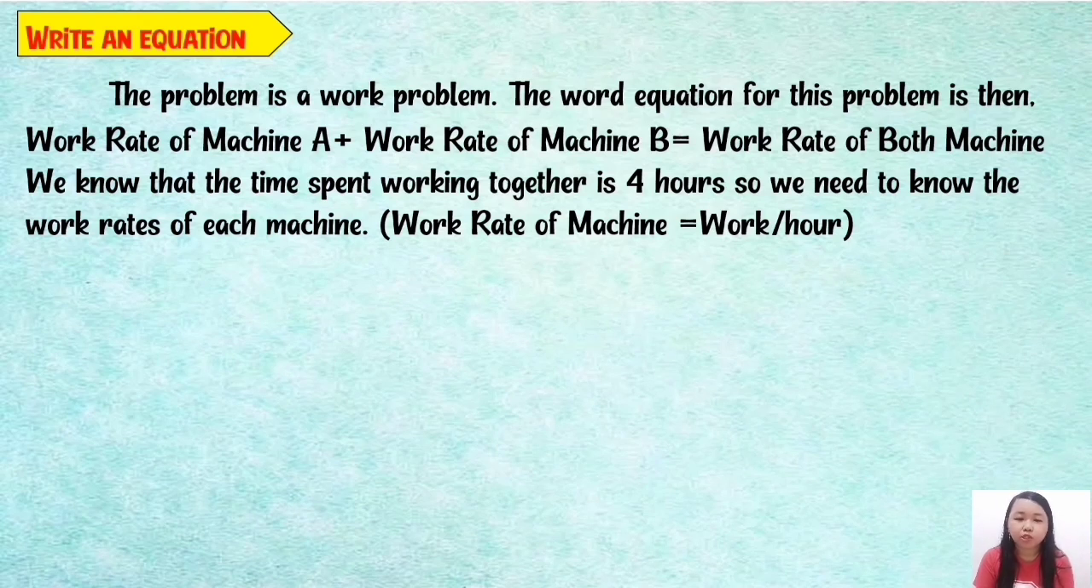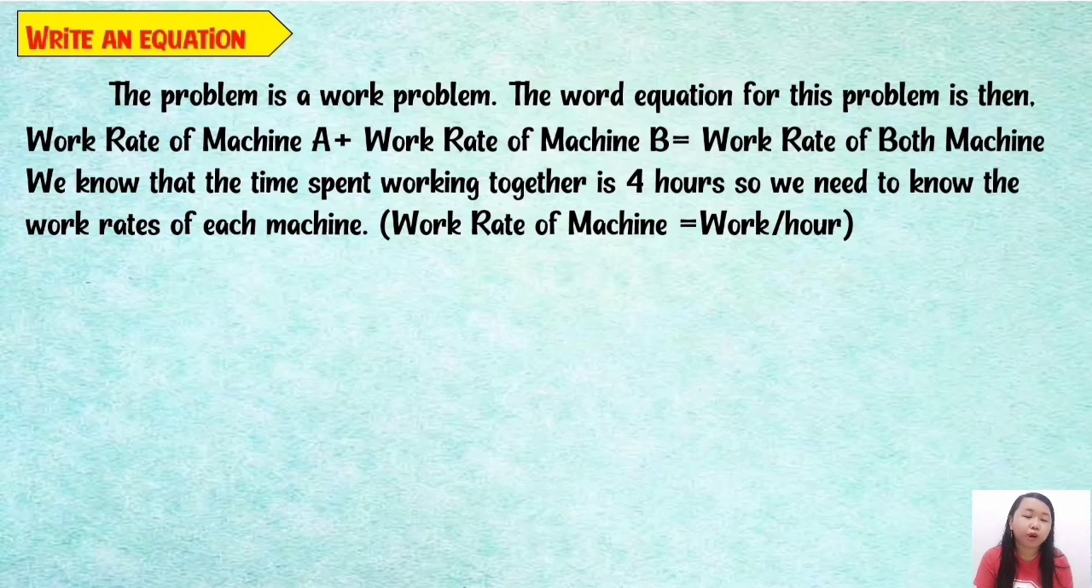The word equation for this problem is then work rate of machine A plus work rate of machine B is equal to the work rate of both machines. So when we add the work rate of each machine separately, it is equal to the work rate when they work together. We know that the time spent working together is 4 hours. So we need to know the work rates of each machine.